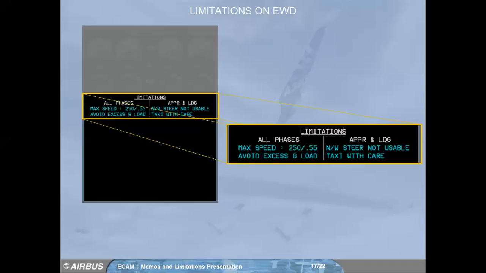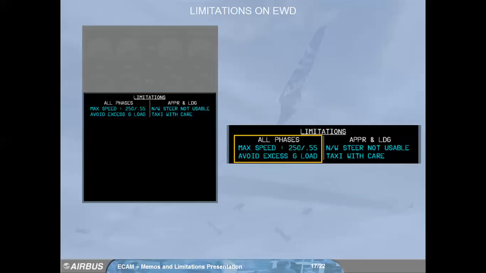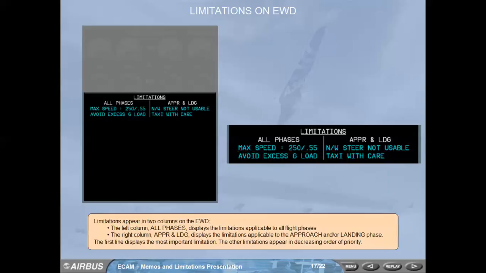Limitations appear in two columns on the EWD. The left column, all phases, displays the limitations applicable to all flight phases. The right column, approach and landing, displays the limitations applicable to the approach and/or landing phase. The first line displays the most important limitation. The other limitations appear in decreasing order of priority.